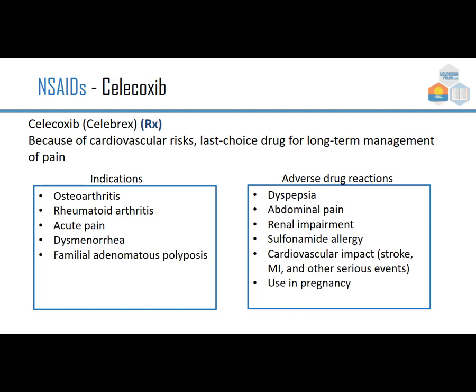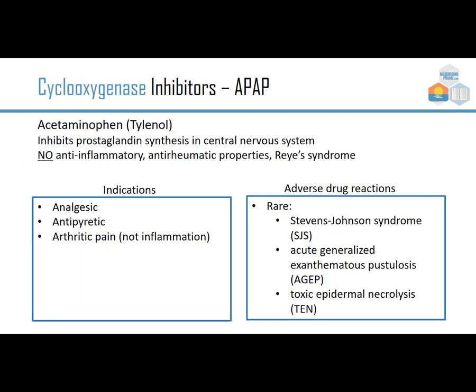Indications include osteoarthritis, rheumatoid arthritis, acute pain, dysmenorrhea, familial adenomatous polyposis. And adverse drug reactions include dyspepsia, abdominal pain, renal impairment, sulfonamide allergy, cardiovascular impact, stroke, MI, other serious events, and then its use in pregnancy. So we want to be careful with celecoxib.